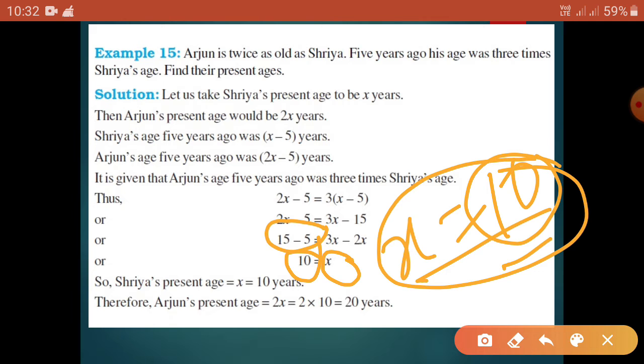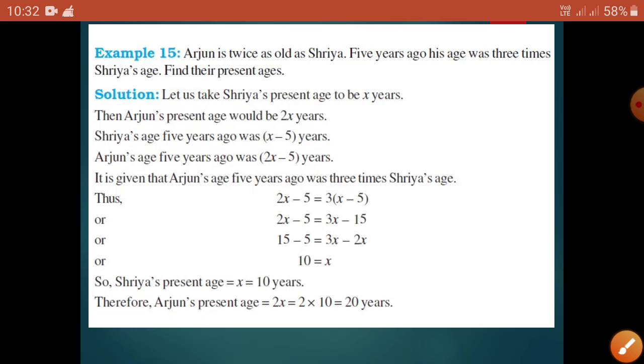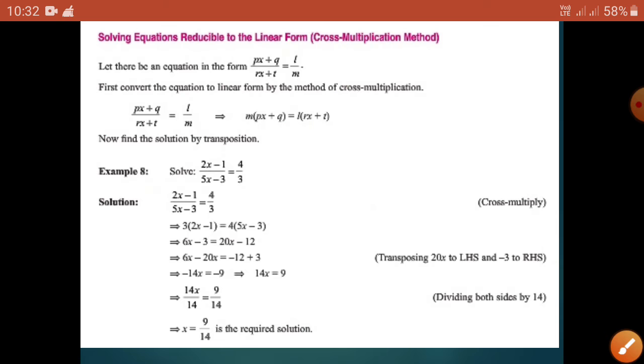So what will be the age of Arjun? It is twice Sriya's present age, so it will be 2 into x, that is 2 into 10, as x is equal to 10. So the age of Arjun is 20. Got it? I think it is clear.